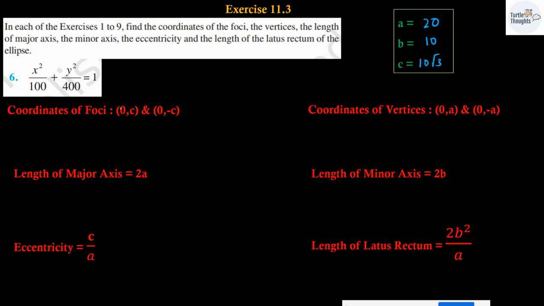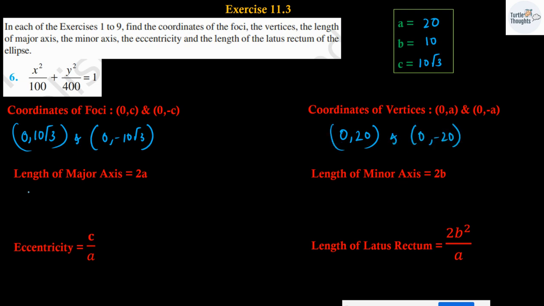The coordinate of the focus is 0, comma C. It is 0, comma 10 root 3, and 0 comma minus 10 root 3. Coordinate of the vertices is given by 0 comma a and 0 comma minus a. It is 0 comma 20 and 0 comma minus 20. Length of major axis is 2 multiplied by a. 2 multiplied by 20 is going to be 40. Length of the minor axis is going to be 2 multiplied by b. 2 multiplied by 10 is going to be 20.